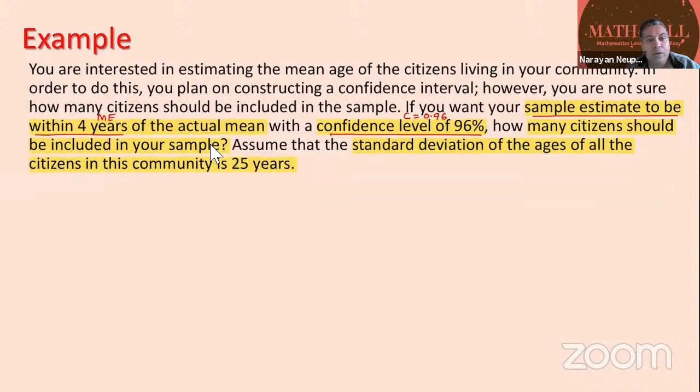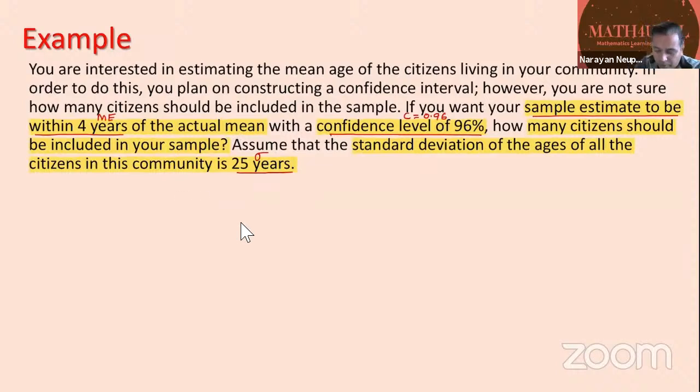How many citizens should be included in the sample? We need to find that. Assume that the standard deviation of all the citizens in the community is 25 years. All means population, right? That is, the standard deviation sigma is 25. When we say all, we are talking about the population. So clearly, you want to find the sample size.